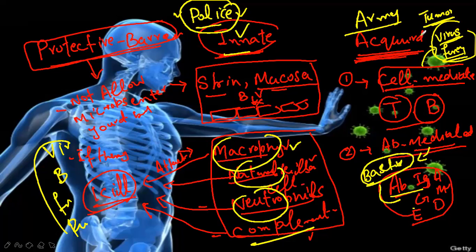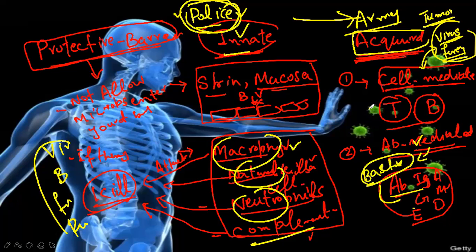So acquired immunity is very strong, very similar to the military. Innate immunity is just a police, just a small defense, while acquired immunity is a very big defense. This is very, very important. Cell mediated immunity and antibody immunity are the types of acquired immunity. The difference between the two we will discuss later with the exact definitions.